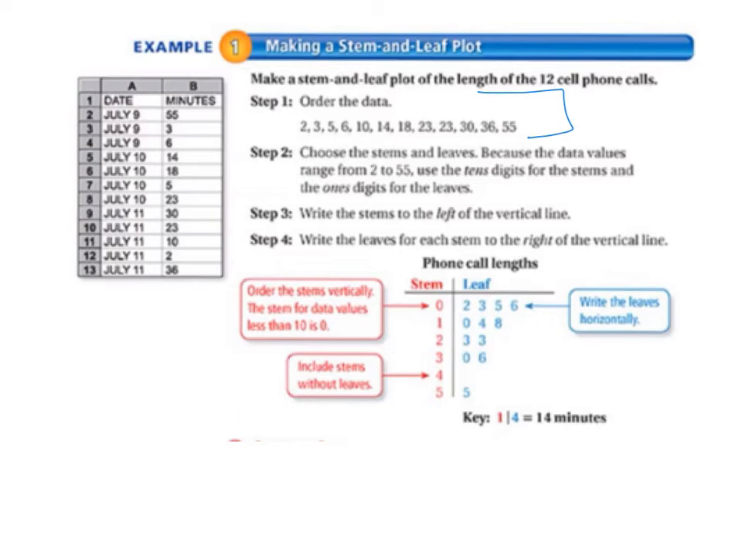Step 2, choose the stems and the leaves. Because the data values range from 2 to 55, use the tens digits for the stems and the ones digits for the leaves. Step 3, write the stems to the left of the vertical line. So all of our tens digits are on the left and our leaves are on the right. And write the leaves on the right side of the vertical line. That's our step 4.